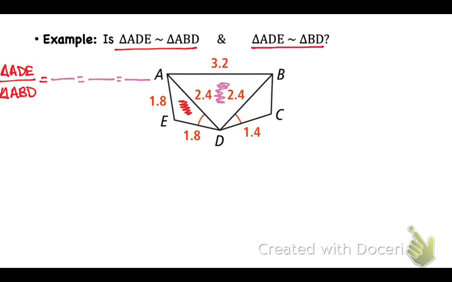Okay, so the only thing that's going to work is side, side, side. So ADE is the little one. So we want 1.8, 1.8, and 2.4. Okay, so what corresponds to 1.8? 2.4. 2.4, 3.2. Now, does everyone just see 18, 24, and 32? Does everyone see that up there, basically? Are we good with that?